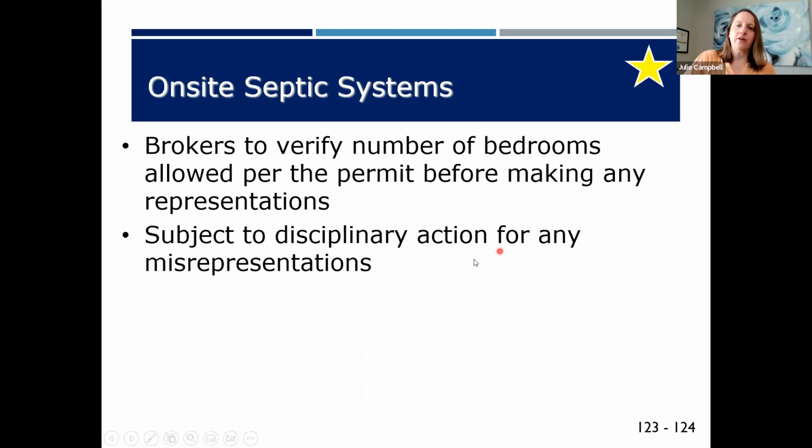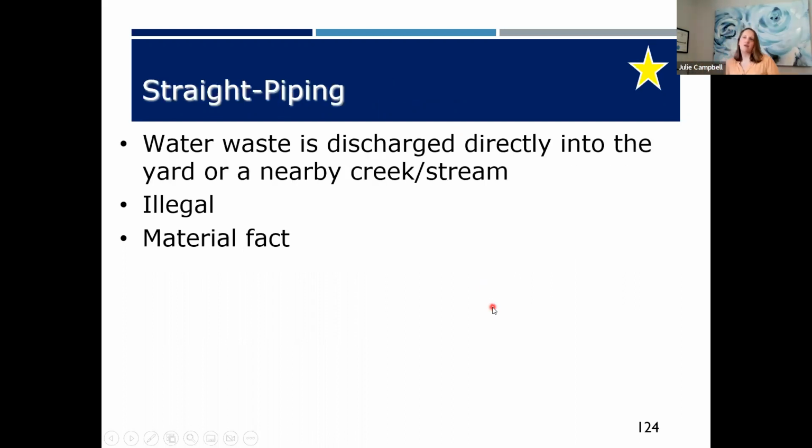Another thing we may encounter out at some of these homes out in the middle of nowhere is something called straight piping. This is just directing water directly from the home into a nearby creek or stream. I think the most common example might be a washing machine. I don't think the whole home is hooked up to run out into the creek, right? But if you see a pipe coming out of the house into a nearby creek or stream, then that's a material fact.